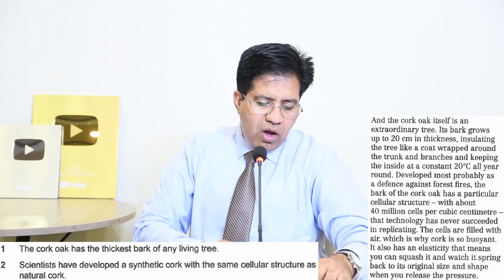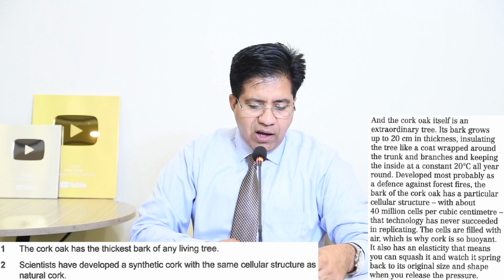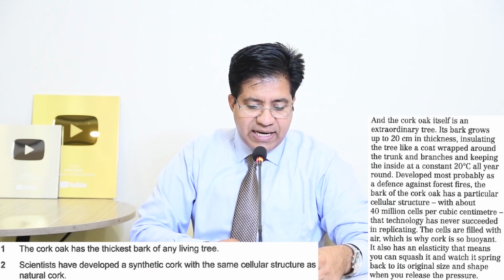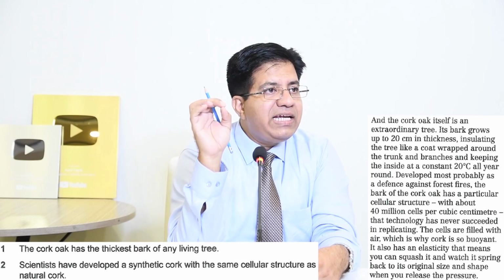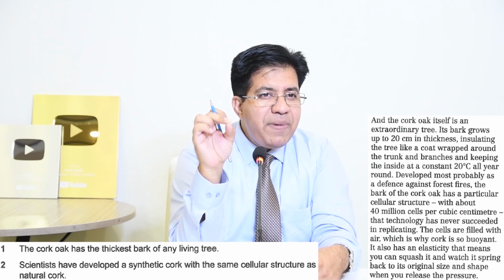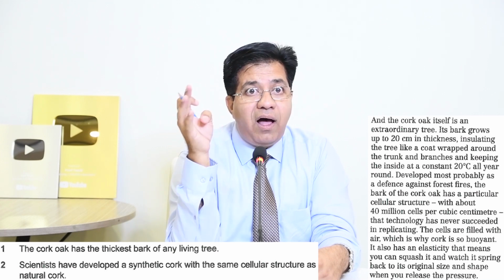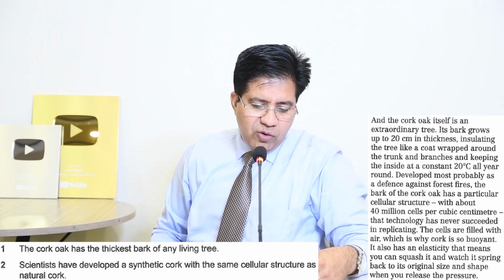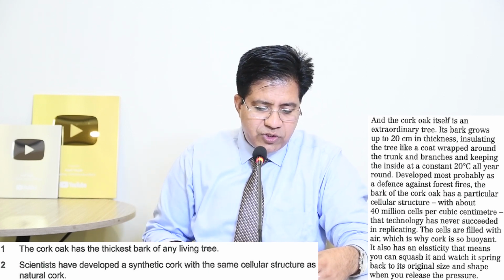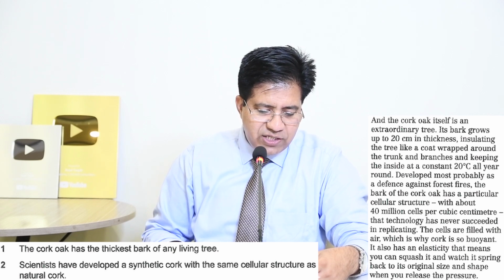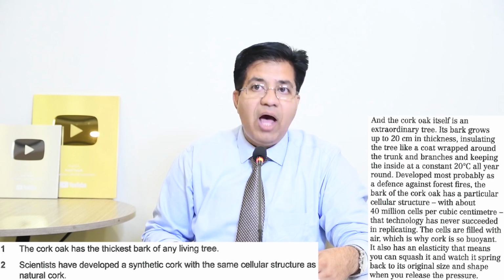So, and the cork oak itself is an extraordinary tree. Its bark grows up to 20 centimeters in thickness. Now listen. Up to 20 centimeters in thickness. Have they compared it with other trees? Have they mentioned that it has got the thickest bark? They only said the bark grows up to 20 centimeters in thickness, insulating the tree like a coat wrapped around the trunk and branches and keeping the inside at a constant 20 centigrade all year round.